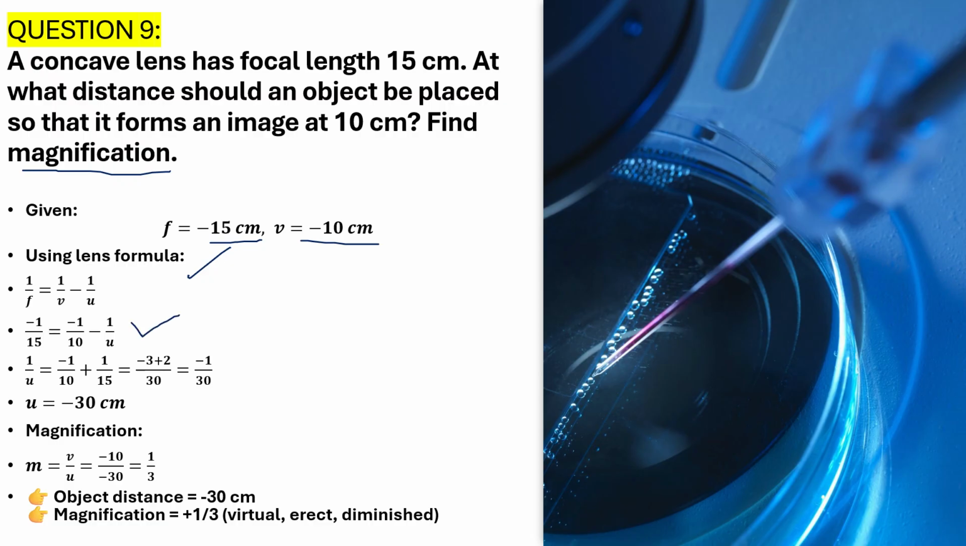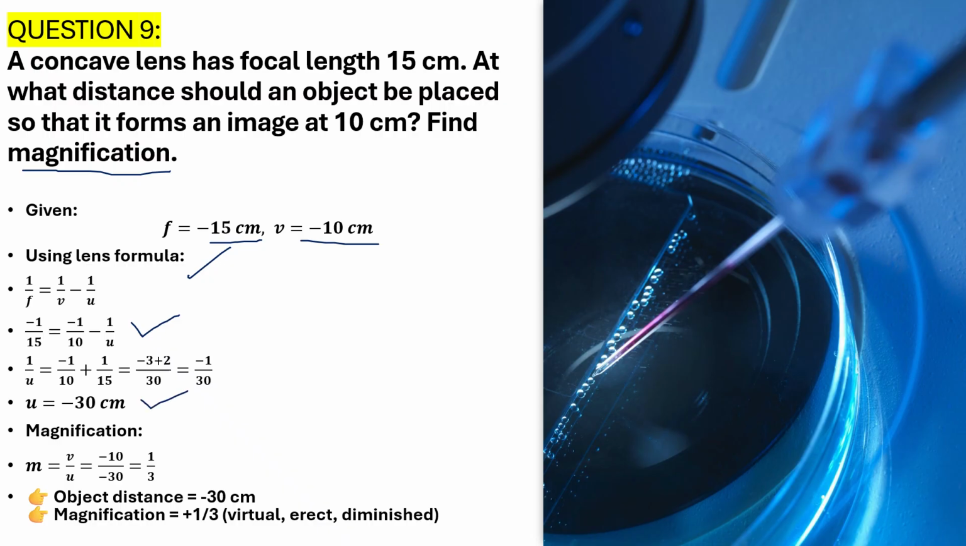Again, we need to substitute the values. But again, children, it's a request that you write down what is given first. So that will help you to understand while substituting the values. And when you calculate, you get U is equal to minus 30 centimeter.